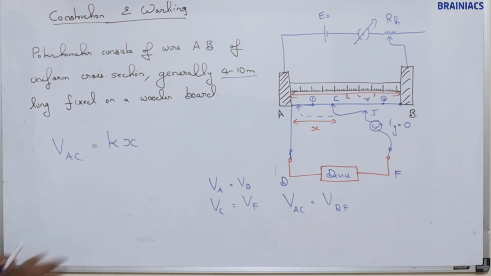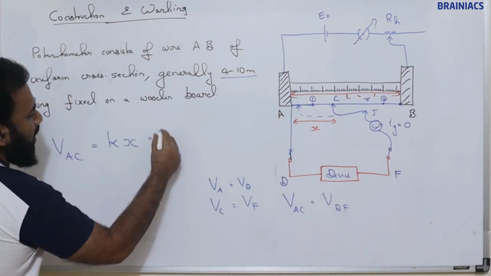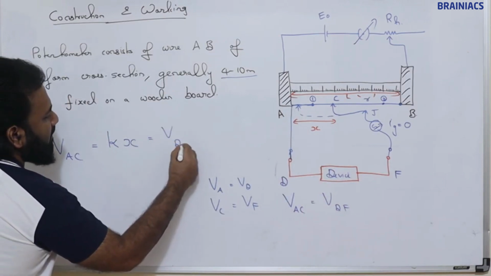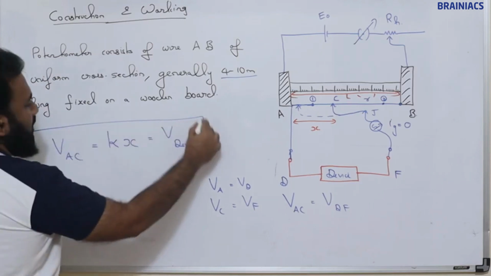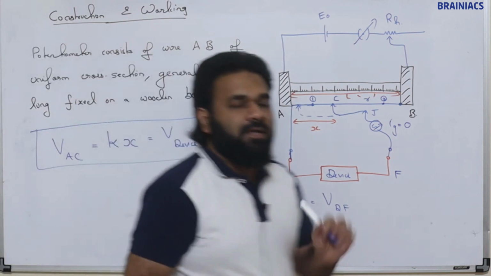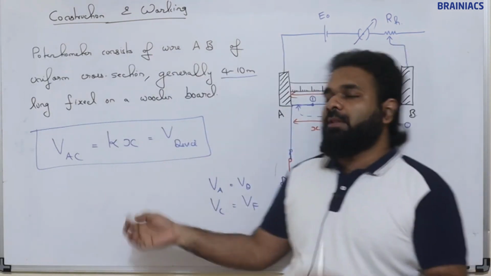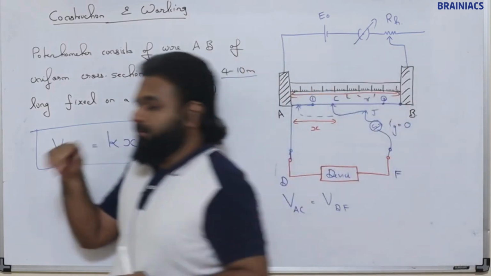So that same will be the potential across what? This device. So this will be the same as the potential across the device. Just remember this, things will be easy. If you understand this concept, we can apply the same concept in all the problems of potentiometer.